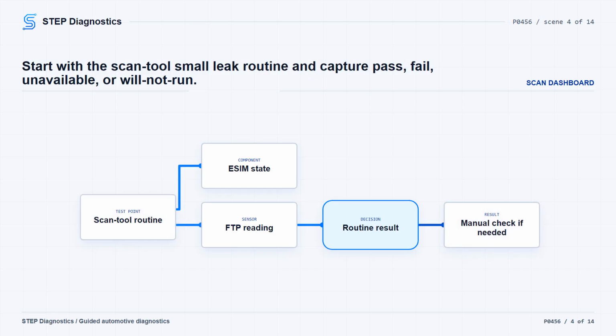If the routine passes, the system may be sealed at that moment. Compare the data to the expected behavior, and if the system is functioning properly, do not force a repair. If it fails, compare the recorded phase results to the expected behavior. If the routine is not available or will not run, move into the manual evaluation.